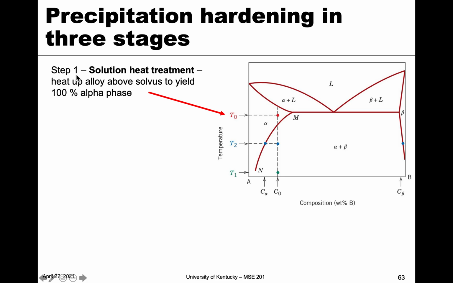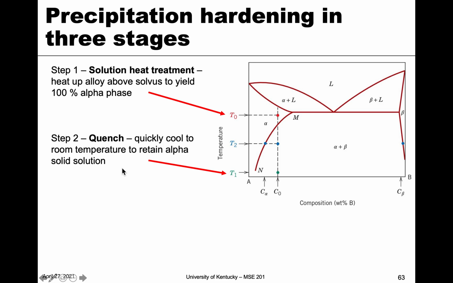So the first step is what's called a solution heat treatment. So basically what we do is we heat up the alloy above the solvus to yield 100% of the primary phase, or in this case, alpha. So basically we heat it up to this point here, which is T0. And this is in a region where only alpha is present. So this is the solvus, as you remember. So we're heating it above so that we have increased solubility and everything will be in the alpha phase. So that's the first step.